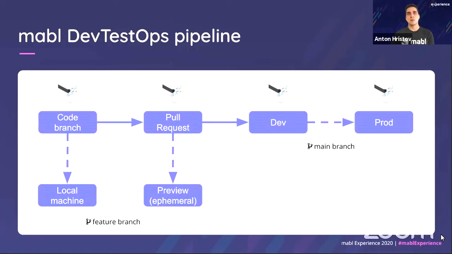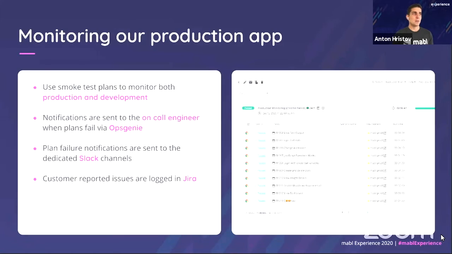And then when things get deployed to production, we run a full regression suite across all the browsers after the deployment in production. And on top of that, we also monitor production on a regular basis. Now, we use smoke tests, not the full regression suite, to monitor production.